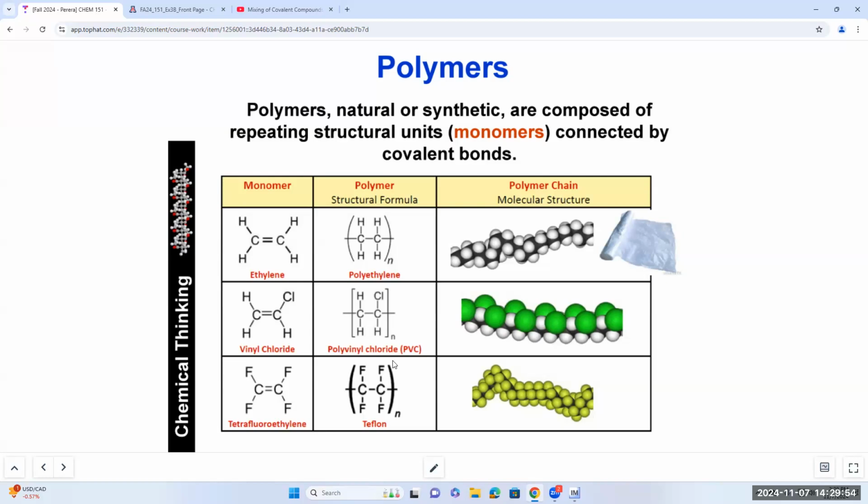Now, where do we find PVC? Does anybody have PVC at home? Yes, where do we have PVC at home? Thank you. In plumbing, right? In pipes, you have PVC. So the difference between the plastic bag and that rigid pipe is that chlorine.